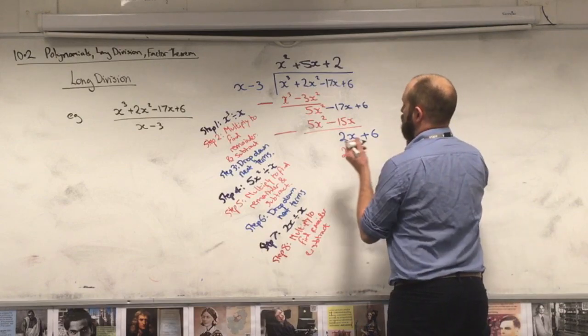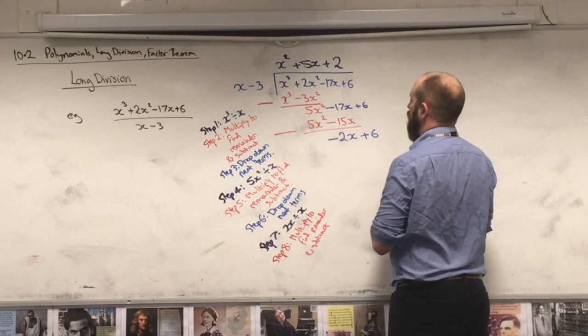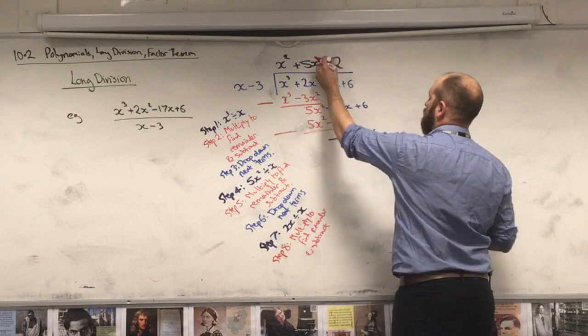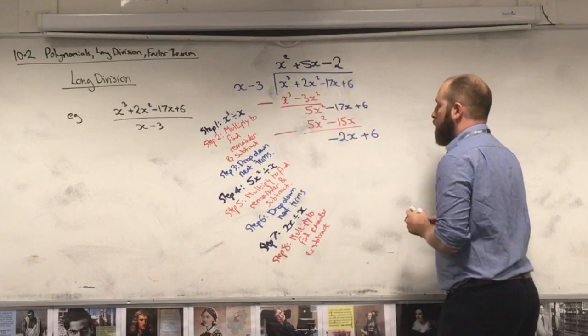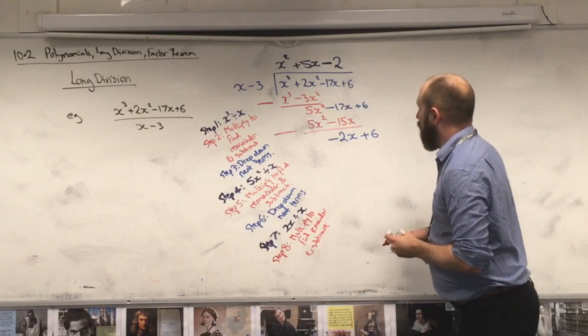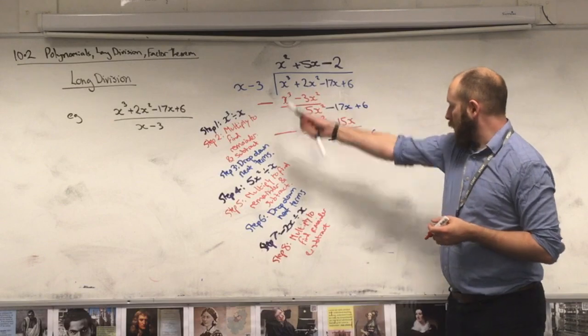Sorry, that should have been a minus 2, shouldn't it? Okay, that's a minus 2. There. So, yes, that should have been minus 2 divided by x. Okay, so then what do we get to?